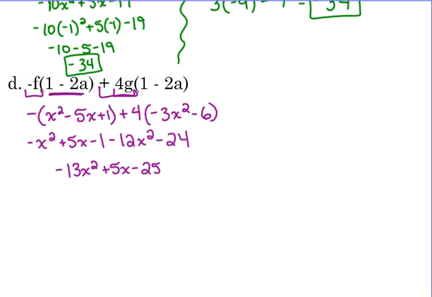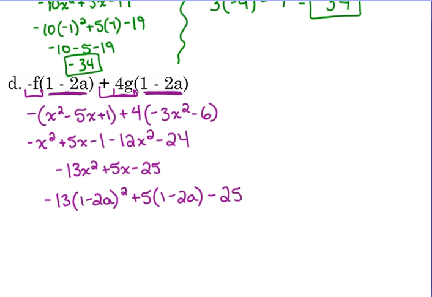I'm not finished because this problem told me that I was supposed to evaluate this at 1 minus 2a. So everywhere I see x, I'm going to replace it with the expression 1 minus 2a. Now, that is going to require that I FOIL it. So 1 minus 4a plus 4a squared.